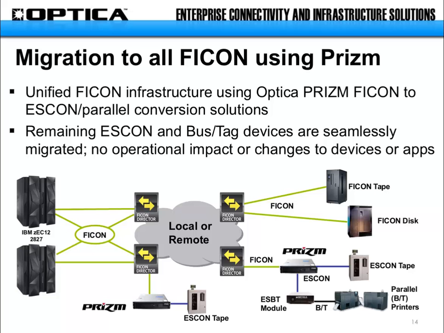However, there's a set of applications that you may have where that cost justification is not there. You have a stable, mission-critical application that may be running on an ESCON device or even a bus and tag device, and it just does not make sense to migrate that forward. Or there may not be a native FICON interface option for that particular device. In any case, you can move those forward with Prism seamlessly without impacting operations, without impacting the device. Sometimes the device itself will have a configuration on it. Prism can support that device without impacting the device configuration or the application.